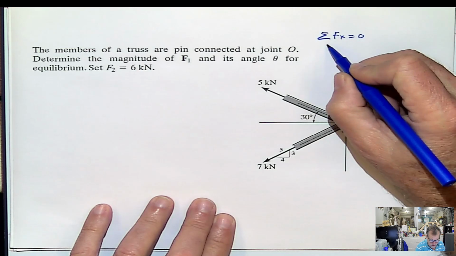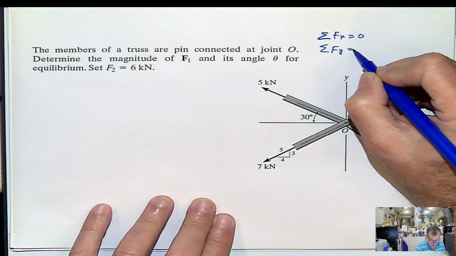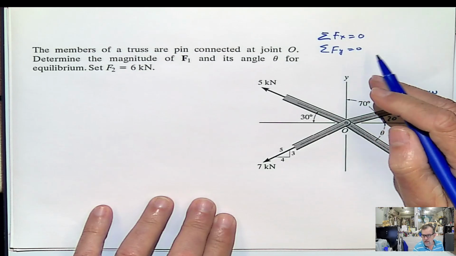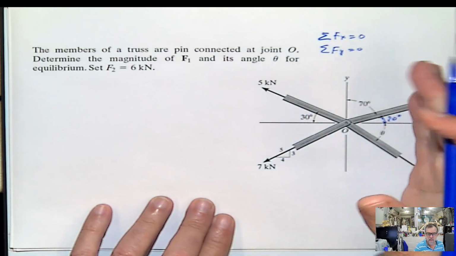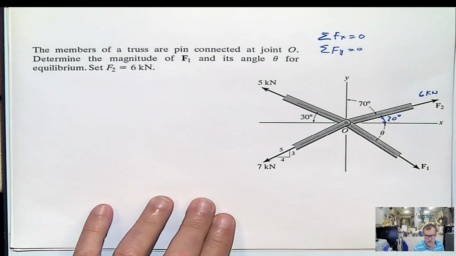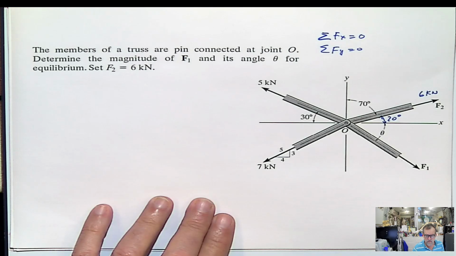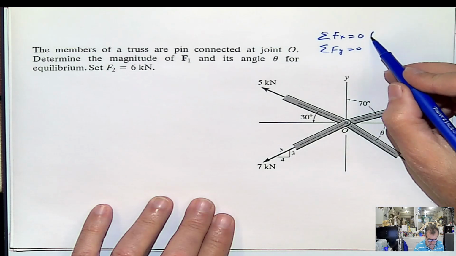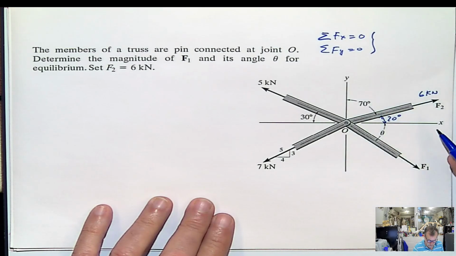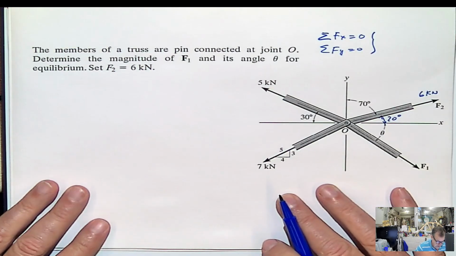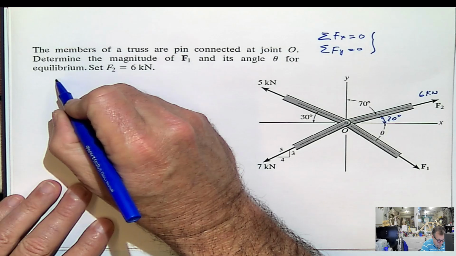Summation of forces in x equals 0. Summation of forces in y equals 0. I always say x and y, but you can rotate this axis as you see fit. The easiest way for now is working with x and y because we have that set of axes already predefined there. So we have a system of two equations with two unknowns. Our unknowns are F1 and the angle. So how are we going to do that?